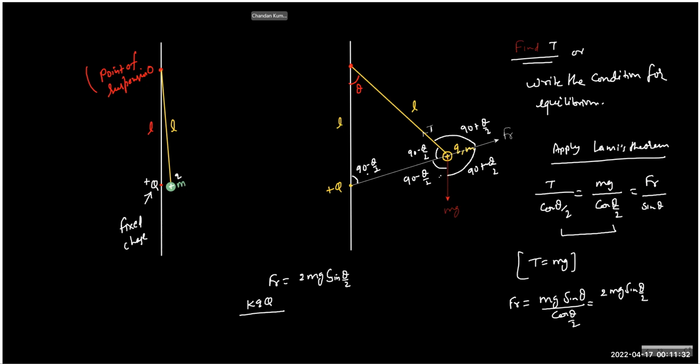KQ by 2L sine theta by 2 whole square. Okay. Yes, sir. So this is what you did, I hope. Sir, I didn't do it by Lami's theorem. Okay. Yeah, you applied the x and y components, right? Yes, sir. Okay. So this is the easy way of doing this. You can of course do it the way you did. Okay, that's totally okay.